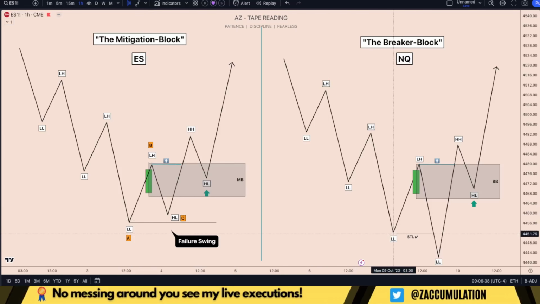But right here on NQ, for example, we formed a lower low. So NQ swept sell side liquidity before it displaced, while ES did not sweep that sell side liquidity. It failed to break lower. So right here we have bullish SMT divergence.